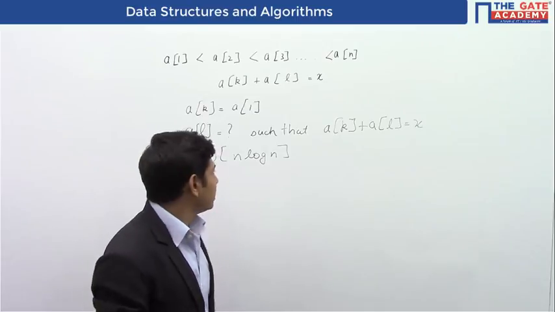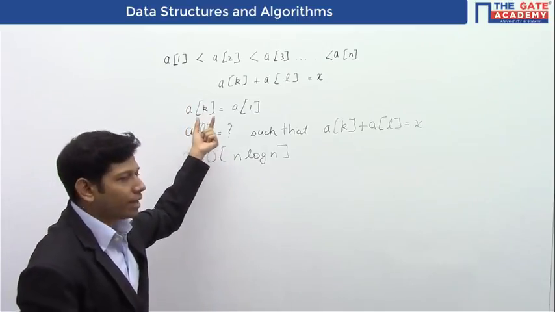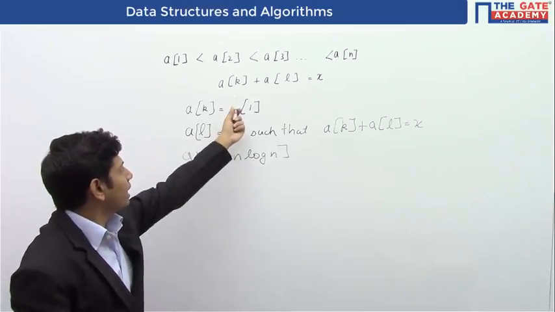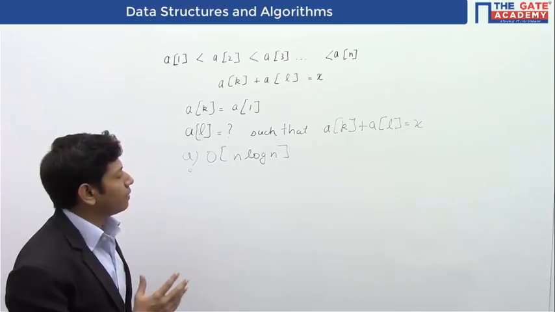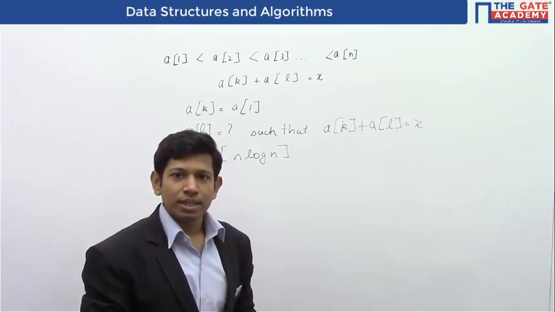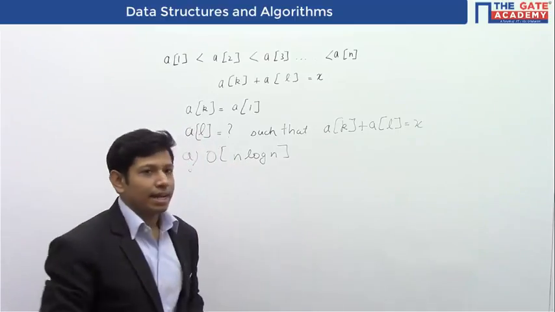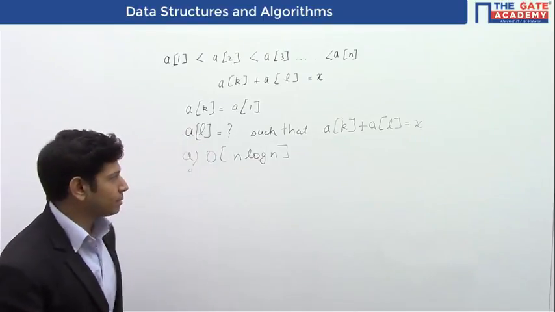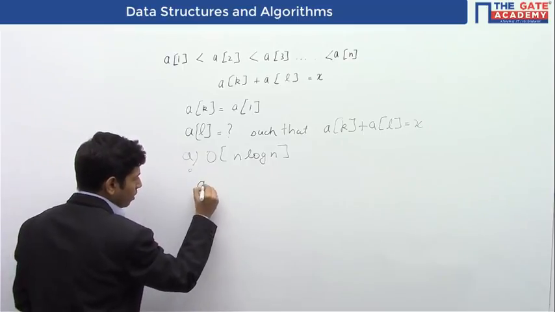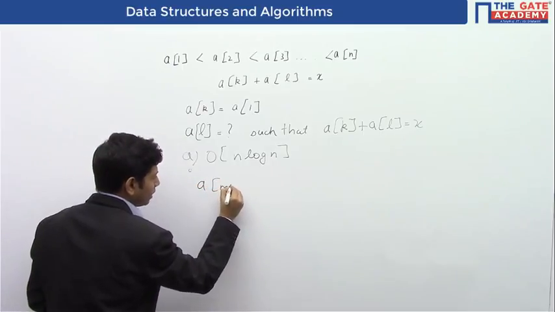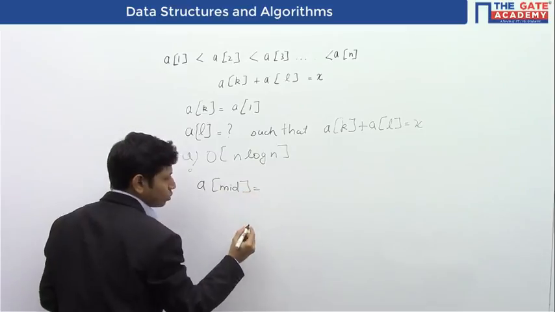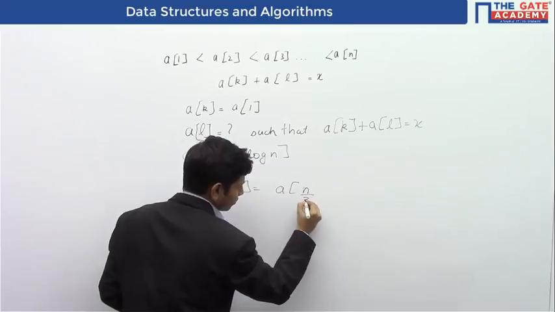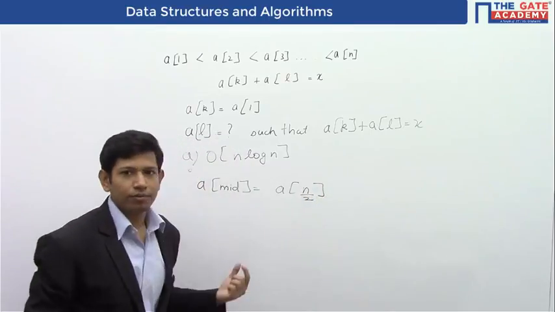So how can we get an algorithm using the divide and conquer paradigm that results in this time complexity? Once we have this element a of k as a of 1, we will apply the divide and conquer strategy to obtain a of l. Using the divide and conquer strategy, first we will divide the given array into two parts and obtain a mid element. So we will get a of mid, which is equal to a of n by 2.